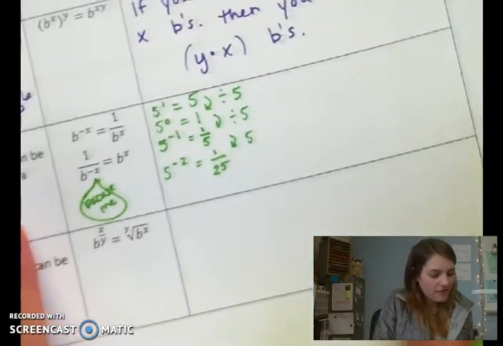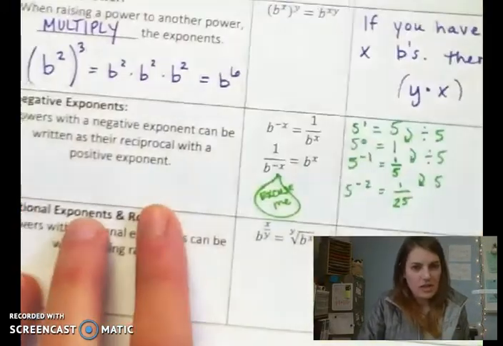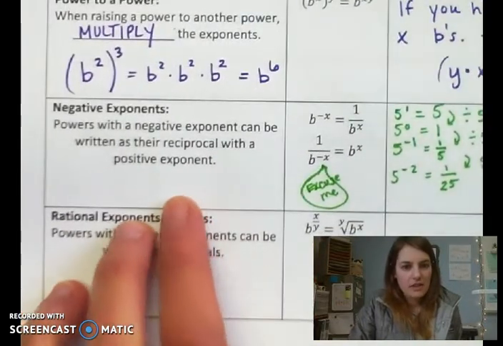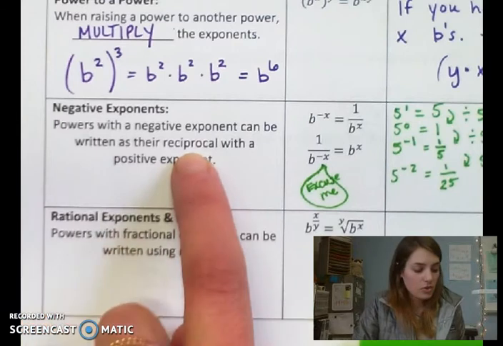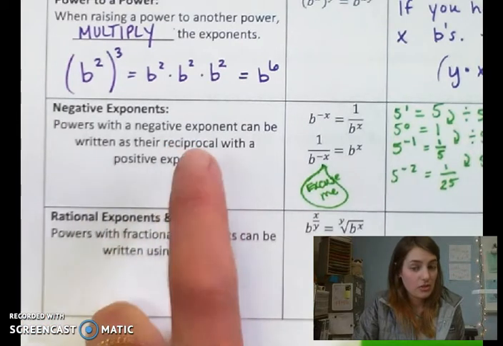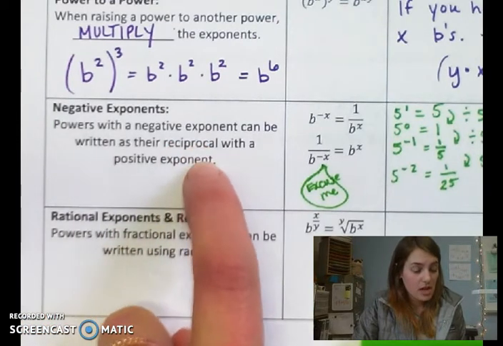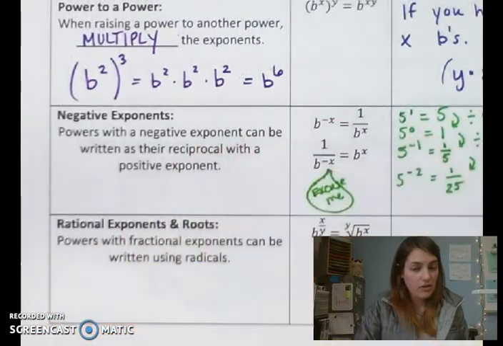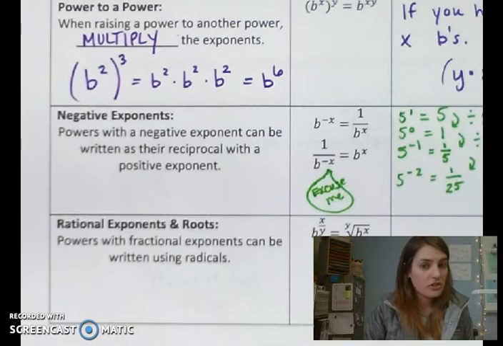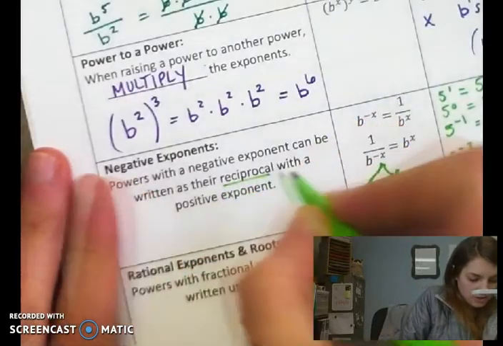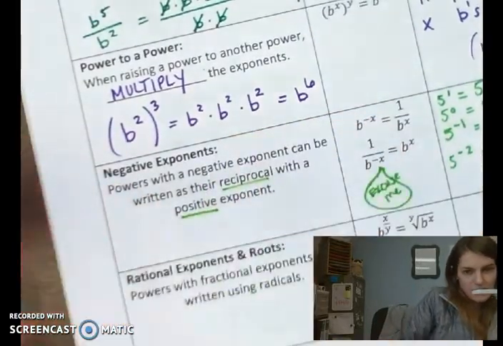So we have this explanation here too, that powers with a negative exponent can be written as their reciprocal, which means turn it over or move it to the opposite side of the fraction. But then once you flip it, once you do the reciprocal, then it will have a positive exponent.